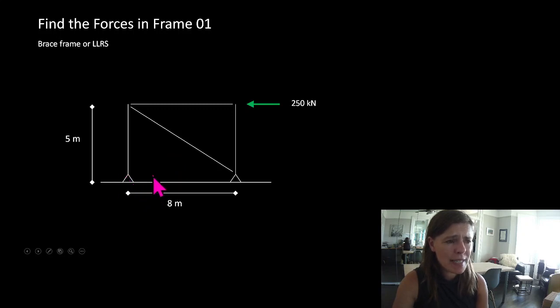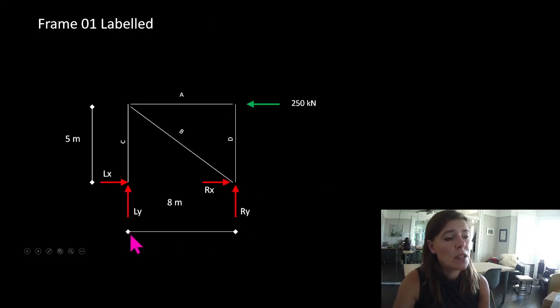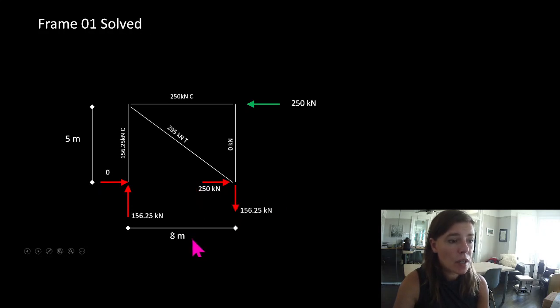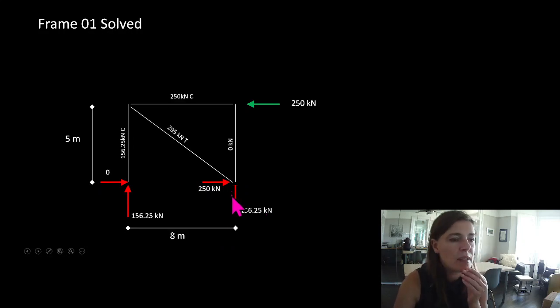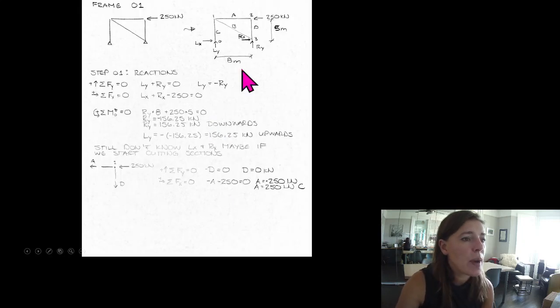The only problem is, these both are shown as pins. We would have two different reactions here in the x direction, which isn't something we've dealt with so far. So we would have Ly and Ry, Lx and Rx. So when we go through and solve these reactions, let's look at it this way.